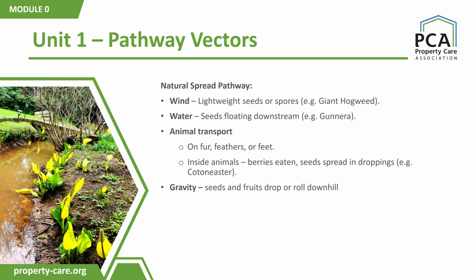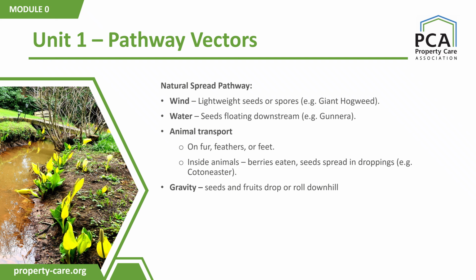Understanding invasive plants and how they spread is a key tool in reducing their future spread. Spread pathways or vectors are typically split into two main categories. First, it is naturally or without human involvement. Wind disperses lightweight seeds, such as those seen with giant hogweed, over long distances away from the main plant.